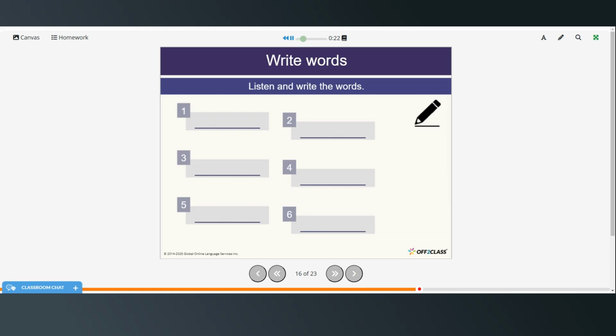Top, mom, dad, cat, dog, pot. Top, mom, dad, cat, dog, pot.